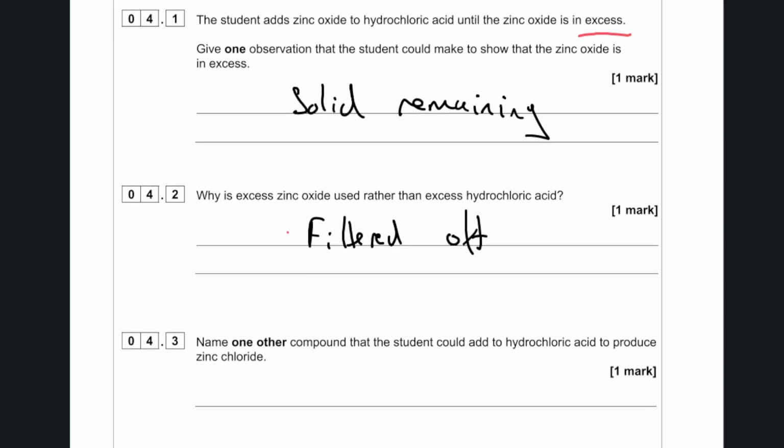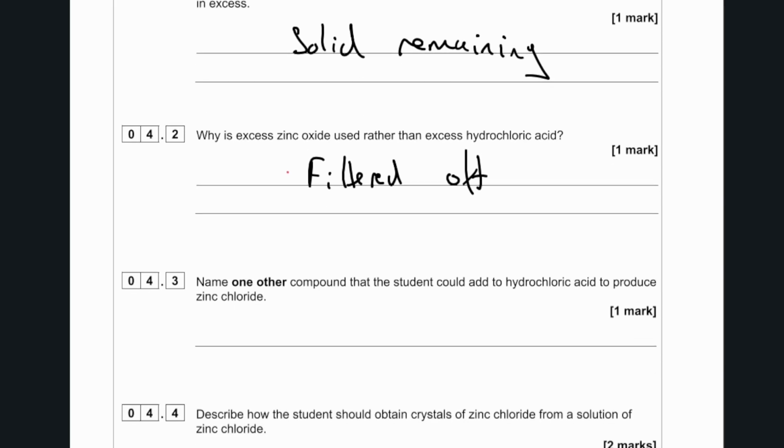Now, essentially, when you have reactions like this, you can use an alkali, a base, or you can use a carbonate. So instead of using zinc oxide, you could use zinc carbonate, or zinc hydroxide would be the basic version. So I'm just going to write zinc carbonate. So those are your options there.